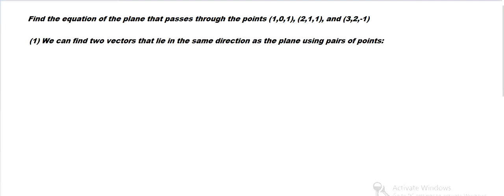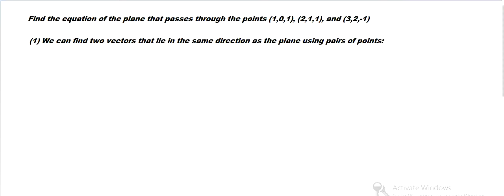We're asked to find the equation of the plane that passes through these 3 points. So this is not too complicated. The idea is we can find vectors that pass between pairs of these points. We know that those vectors lie inside the plane, or in the same direction.